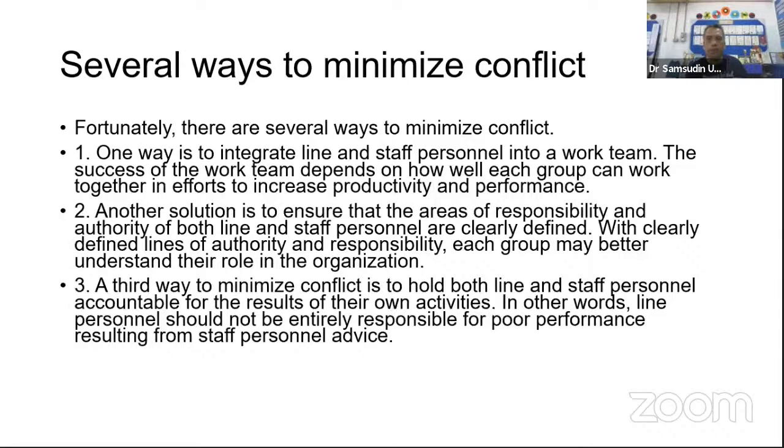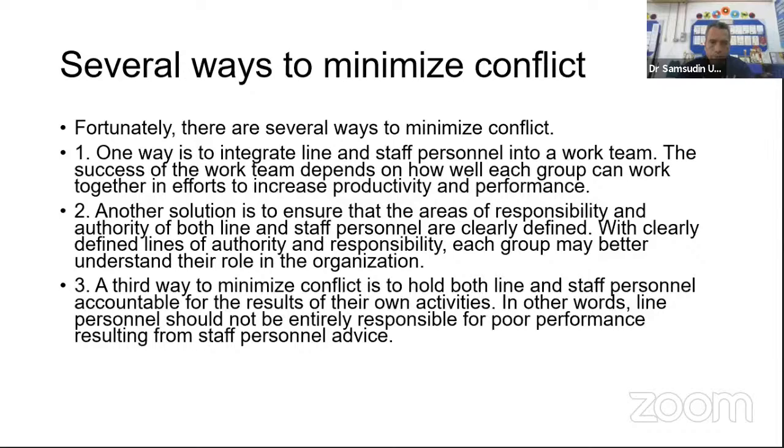So how do we minimize the conflict? There are several ways to minimize the conflict between staff and line roles in the organization structure. First, we have to integrate line and staff personnel to work as a team. There is an element of teamwork. Another solution is to ensure that the areas of responsibility and authority for both line and staff personnel are clearly defined. When line and staff authority and responsibility are clearly defined, each group may better understand their role in the organization.